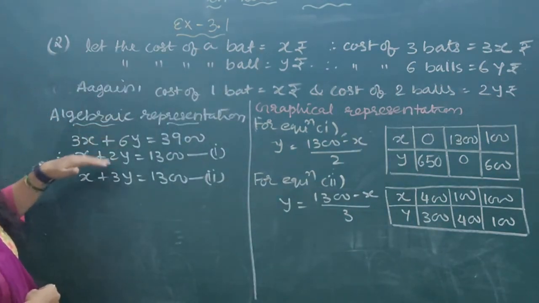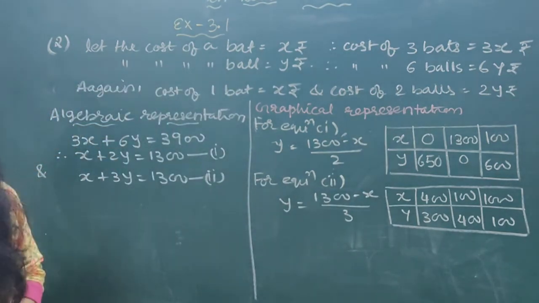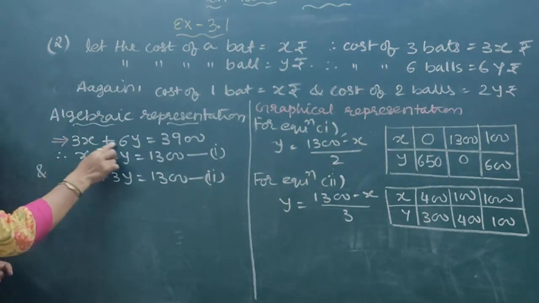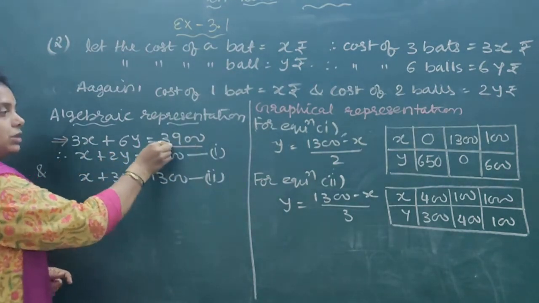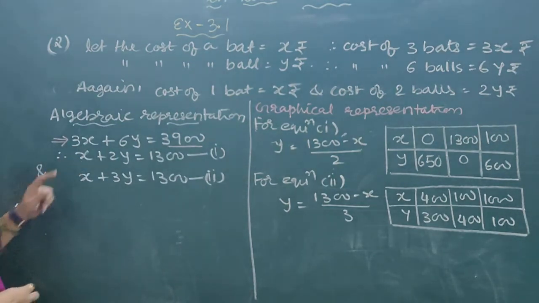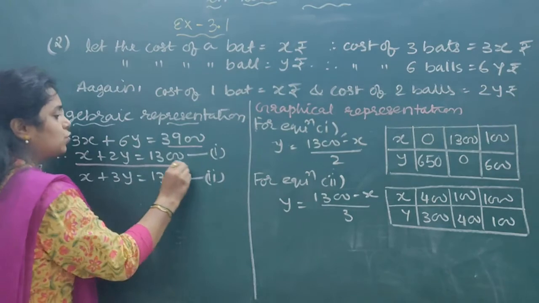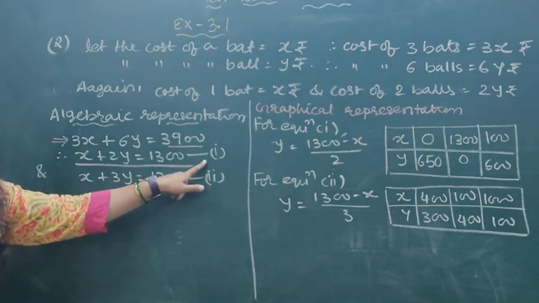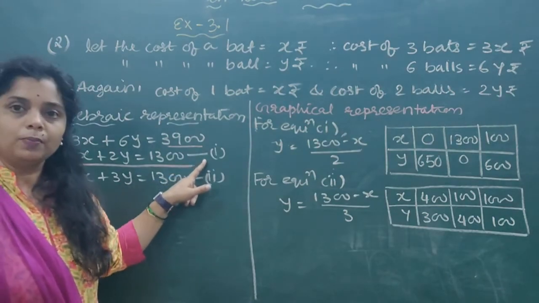Now present the equation algebraically. So in the first case where she buys 3 bats and 6 balls worth rupees 3900, if I take out common 3, I will get the equation x plus 2y is equal to 1300 in the first case. So give it equation number 1.